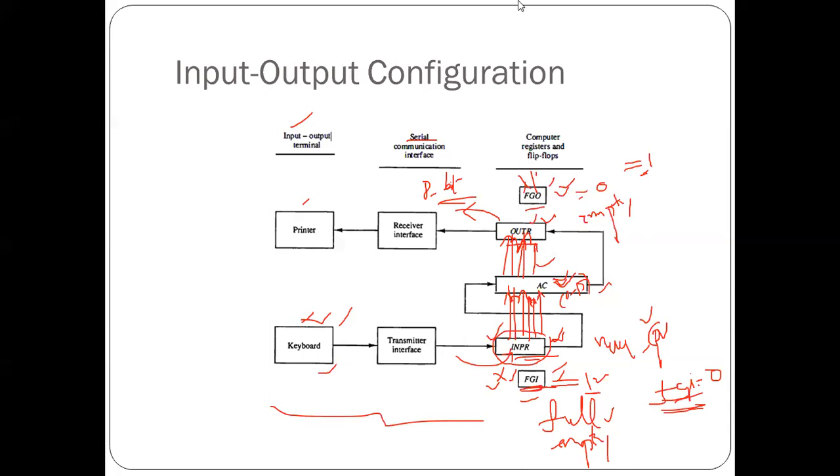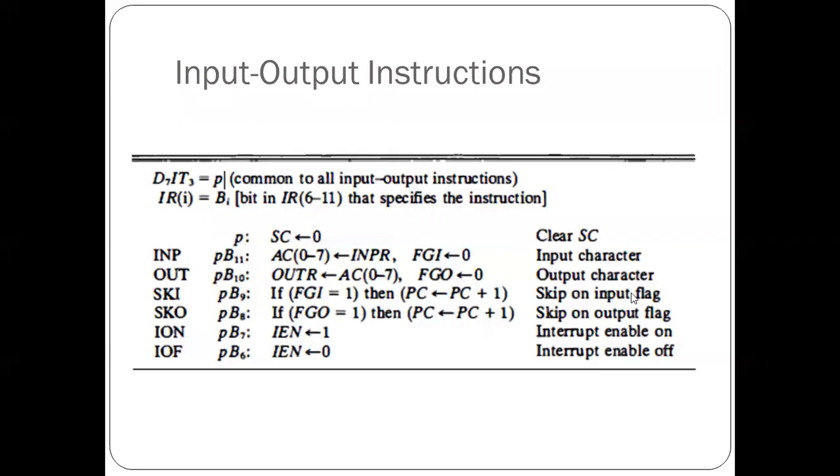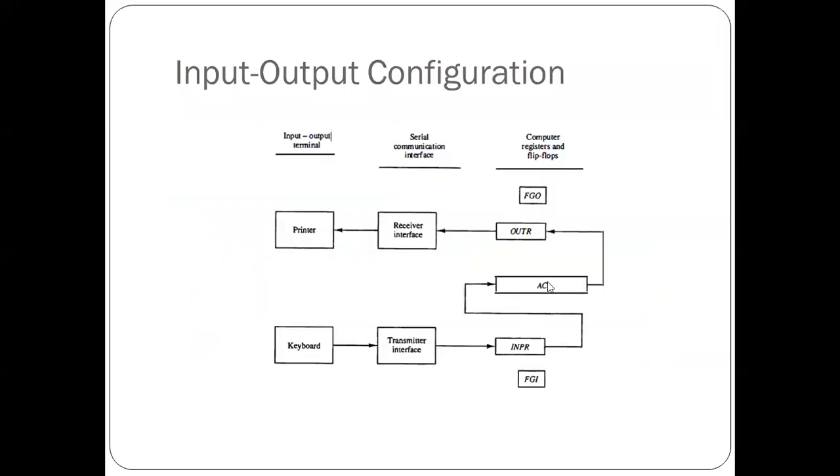So the corresponding input and output instructions are for transferring the data, because it needs to be transferred to the accumulator. Similarly, for the output register, the accumulator contents have to be transferred to the output register.